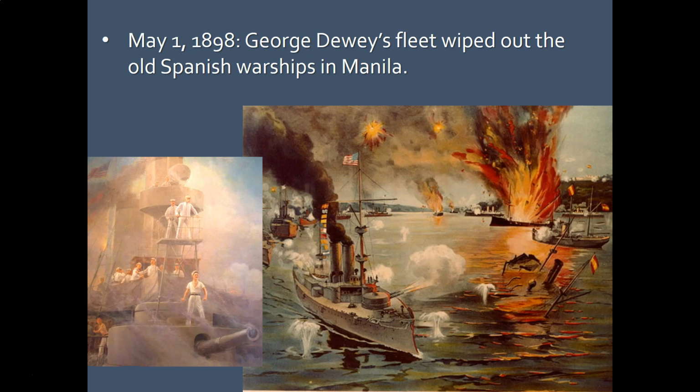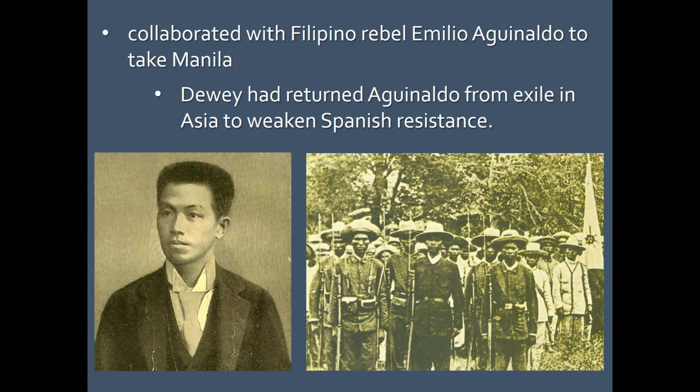So on May 1st, 1898, Commodore George Dewey's American fleet sweeps in and destroys the Spanish fleet in Manila. Manila, again, capital city of the Philippines. Now, this battle went about as well as it could. Not a single American died in combat in this battle, even though the Spanish fleet was sunk. In fact, only one person died in the battle from the American side. He died of a heart attack. Had nothing to do with fighting.